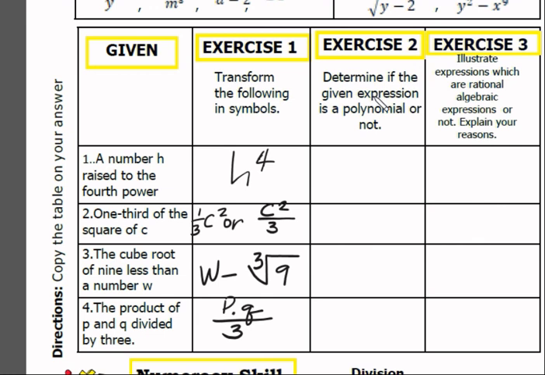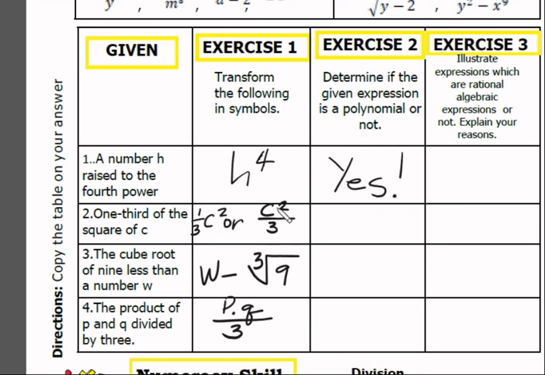For exercise 2, we determine if the given expression is a polynomial or not. Now, h raised to 4, is it? Yes, because it has a positive exponent. It's a yes.